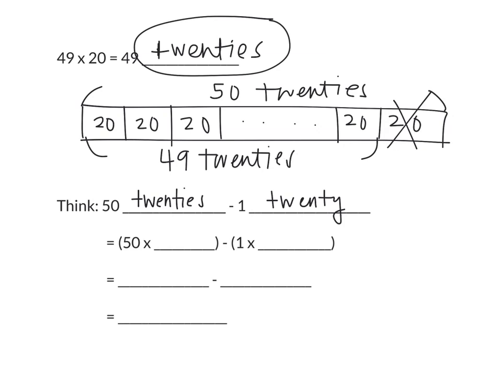Okay. You have to choose which factor will be your unit and which factor will tell you how many copies of it you're making. Make sense? So now let's complete the math.